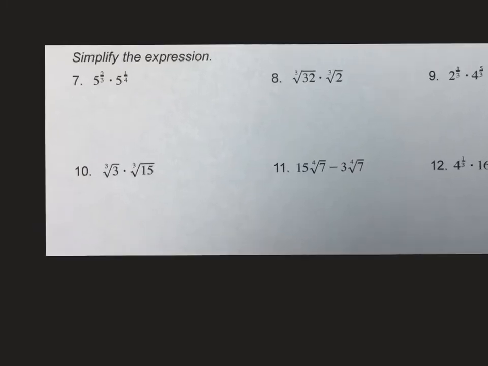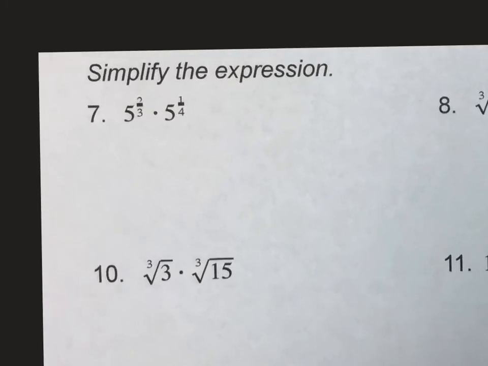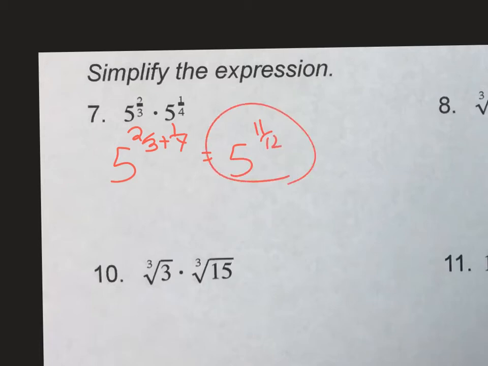All right, here we go with the exponent rules. Number 7, 5 to the 2/3 times 5 to the 1/4. When you multiply, you add exponents. So I'm really going to add 2/3 plus 1/4. 2/3 is really 8/12. 1/4 is 3/12. So you get 5 to the 11/12. All you got to do.